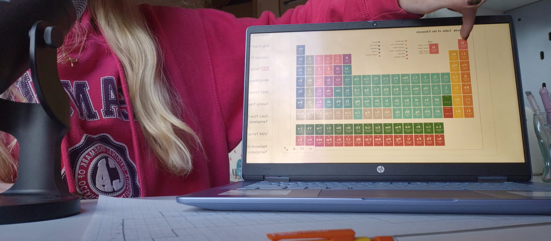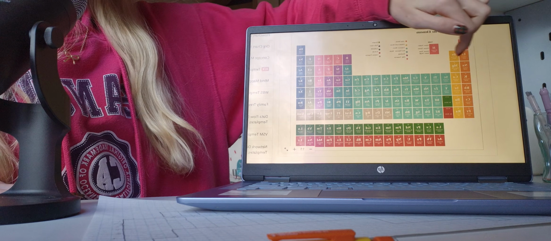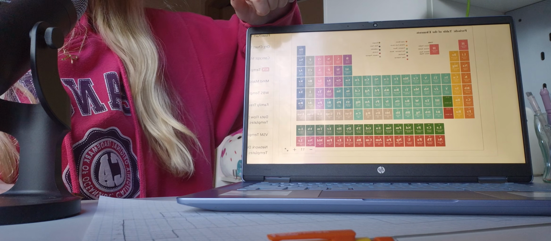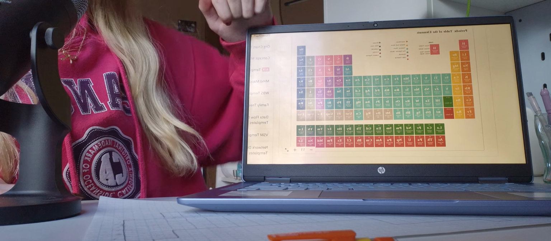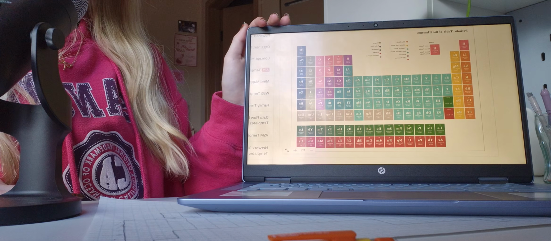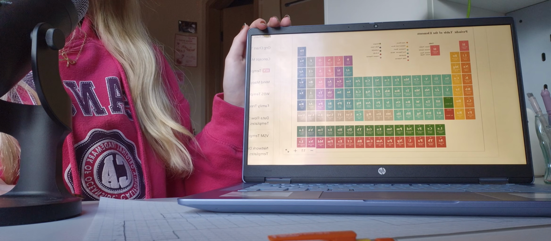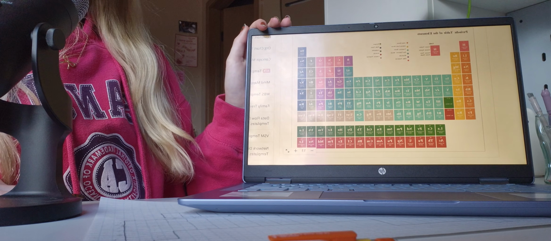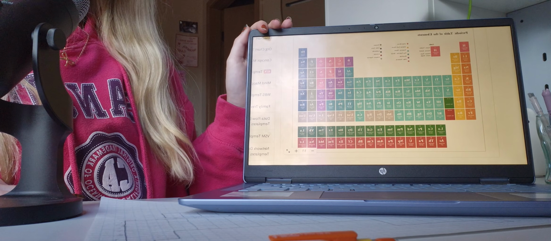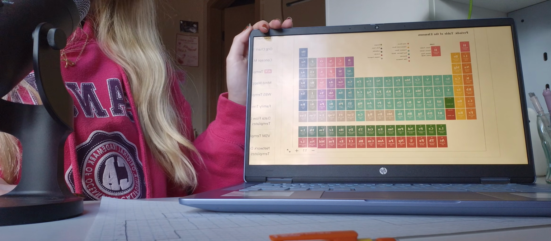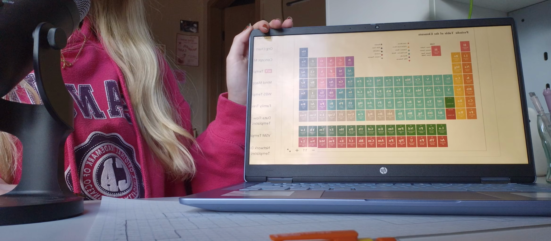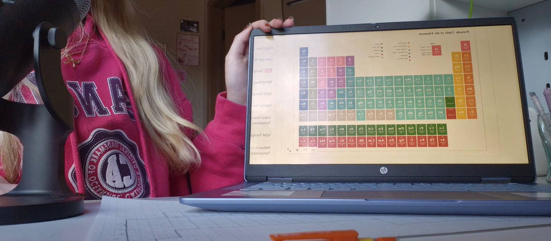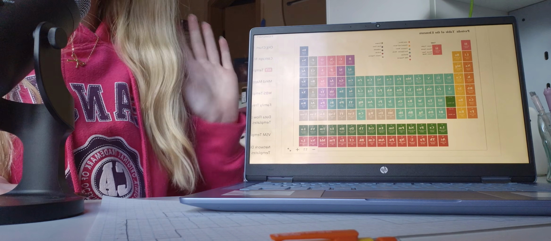So the columns are called groups, and the rows going horizontally side to side are called periods. Each period will tell you how many energy levels are in an atom of that element. So that all has to do with Bohr models, which are a certain diagram of atoms. And yeah, okay, that was good.